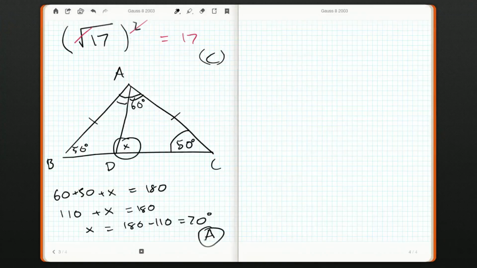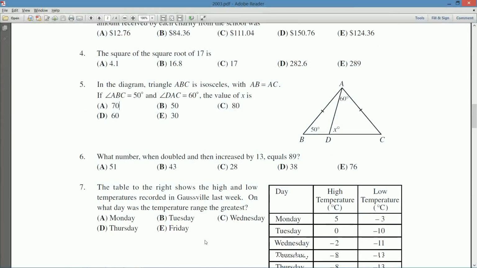And that does question 5, was it? Yeah, question number 5 on the 2003 Grade 8 Gauss.